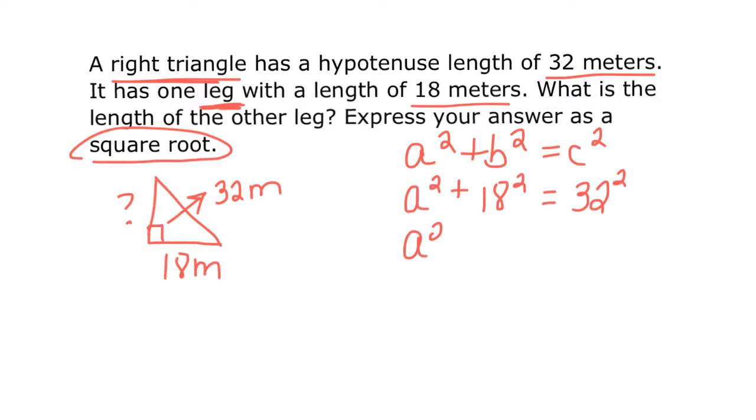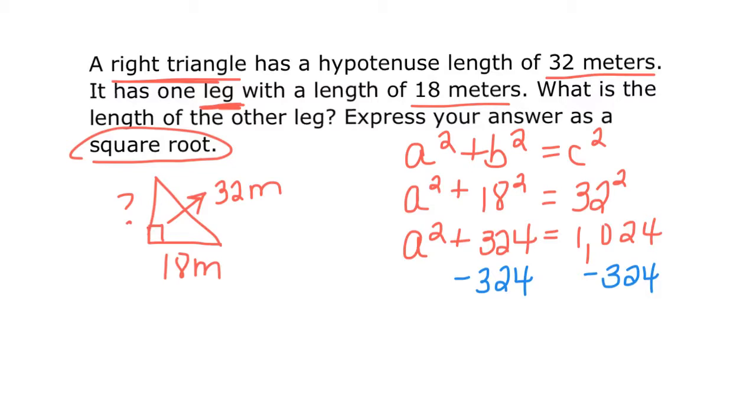Okay, I'm going to square my values. 18 squared, or 18 times 18, is 324. And 32 squared, or 32 times 32, is 1,024. Now this is my new step. I need to subtract this value, or inverse this value away from a in order to solve. So a squared equals 700. Okay, and then to get 1a, I'm going to take the square root of 700. I just said square root. My question said express your answer as a square root. So I can put that the answer is the square root of 700. That's what the question was asking me for.